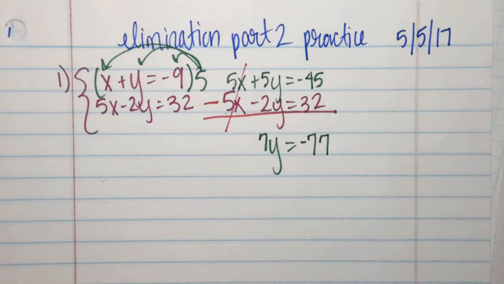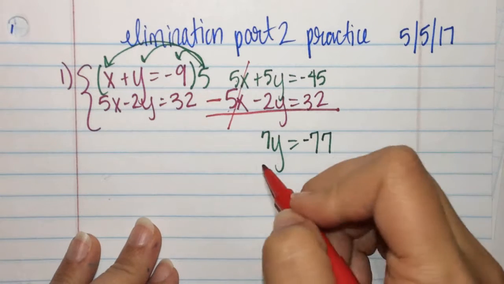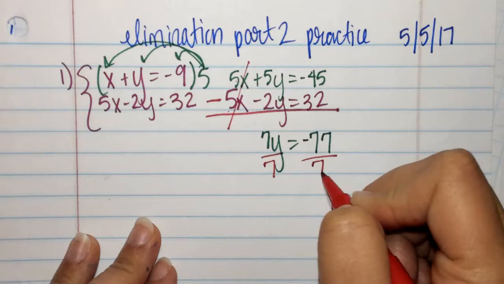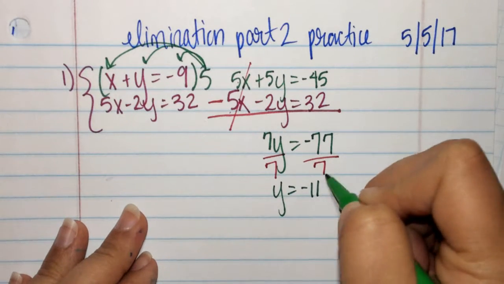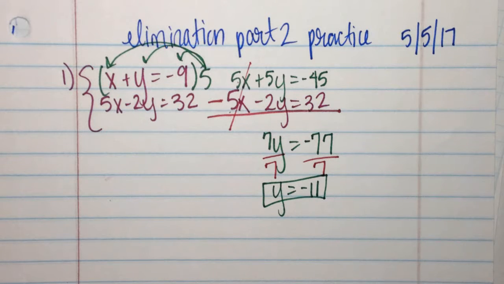Agree. Alright, now what are we going to do? You divide by 7. It's going to be y equals -11. Look at you go. Good job.